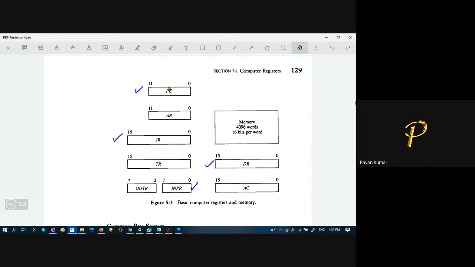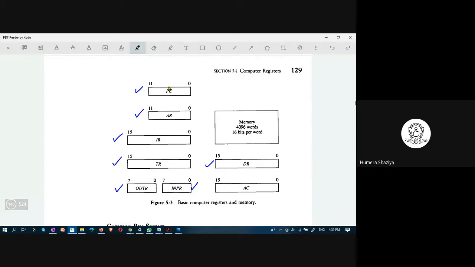No, the size, tell me. That is 8, the range is 0 to 7. Okay, if I ask size, you should tell 8. If I ask range, you should tell 0 to 7. Tell me quickly, AR. Size 12, range is 0 to 11. Very good. TR, size 16 bits, range 0 to 15. Right.